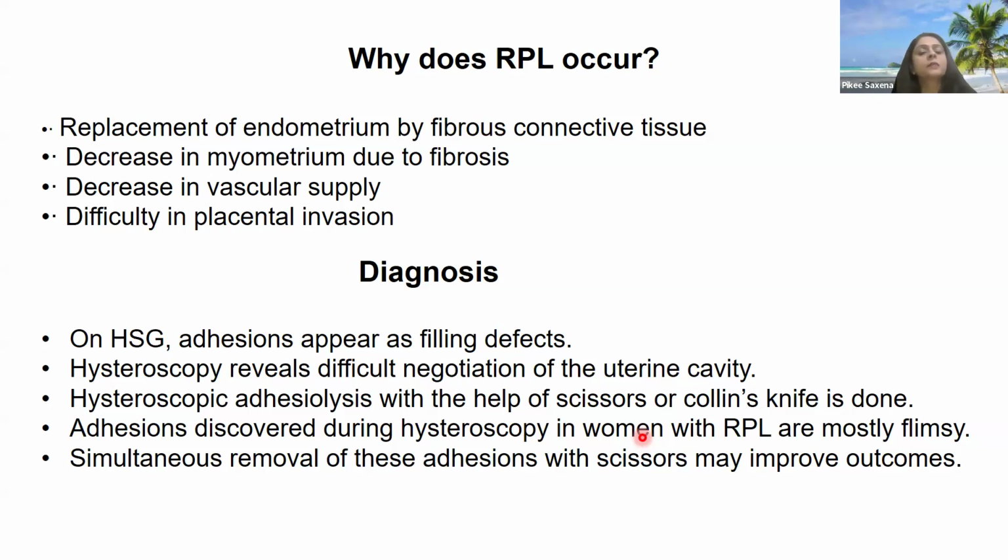Because if there is a scar, the placenta will not be able to migrate up like it does in other patients. So diagnosis, as we have already discussed, can be made on HSG or sonosalpingography or 3D ultrasound or MRI. In hysteroscopy, we may find it difficult to negotiate the uterine cavity, and adhesiolysis can be done with Collins knife or scissors. Adhesions discovered during hysteroscopy in women with RPL are mostly flimsy, and there is no consensus whether you should give estrogen after that.